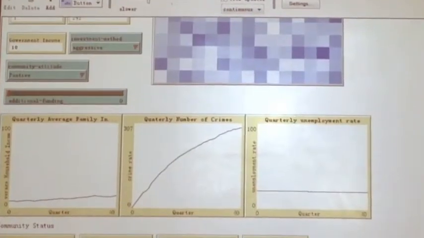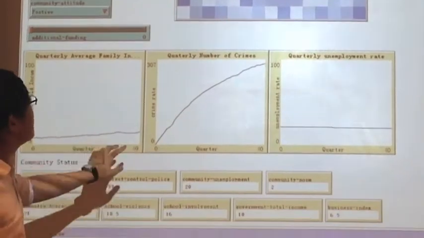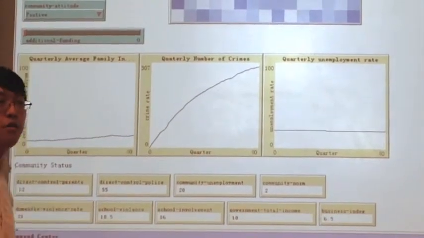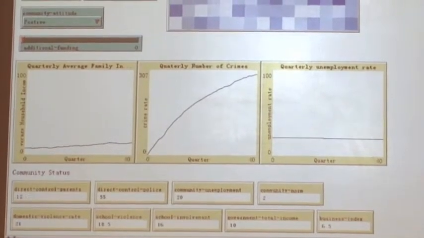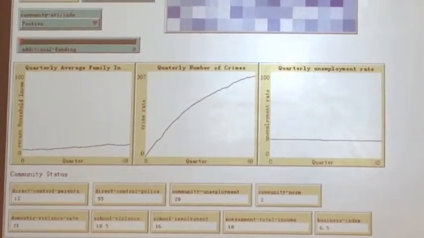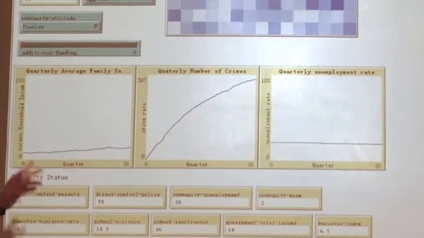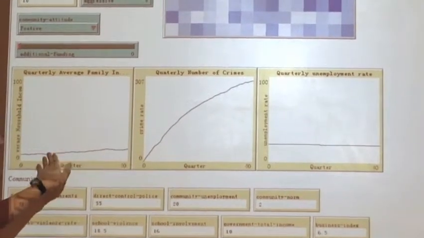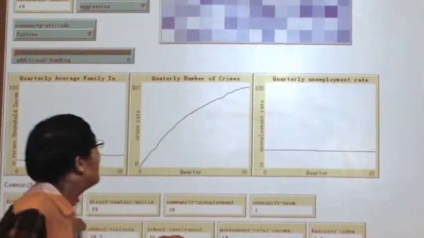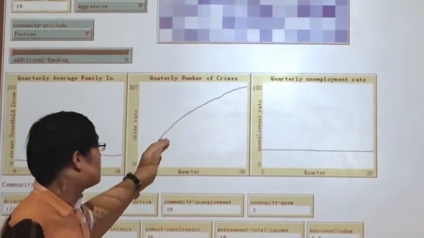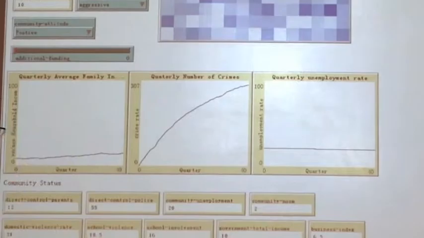Okay. So basically what you can see here, since we put such a huge focus on direct police control, the number is 0.7 and the rest of 3 are equally 0.1. You can see the average family income did not change that much. And unemployment pretty much stayed the same, and the number of crimes just goes up like this.